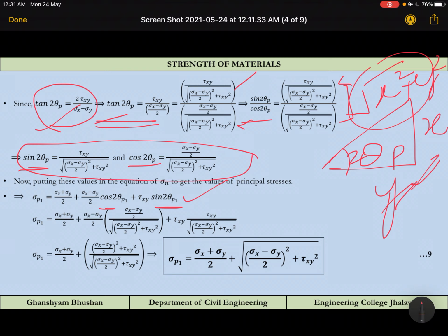Now simply put the values of sin 2θp and cos 2θp in the equation of σn. So what you are going to get is, you will see that it will be (σx minus σy) by 2 whole squared.